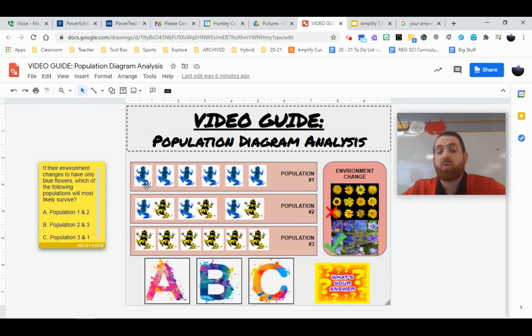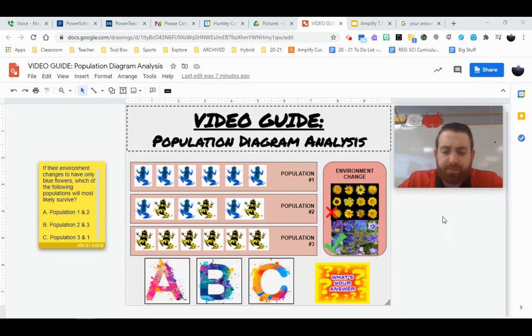So, for example, this question deals with frogs. We have three populations of frogs. Population 1 is all blue. Population 2 is blue and yellow. And then population 3 is all yellow. So we have three unique populations with different colorations and striations. And when we look over here, we see that the environment's changed from yellow flowers to blue flowers.